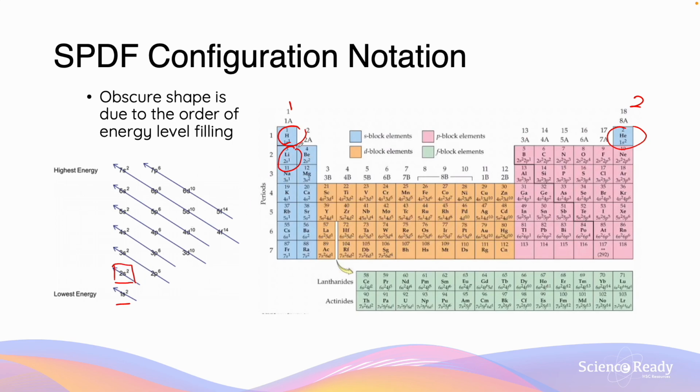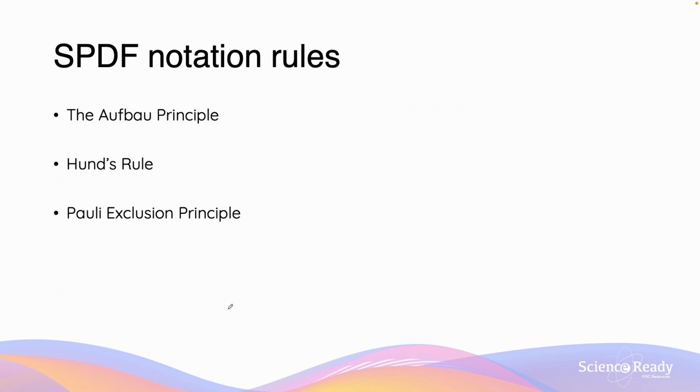And so this lithium would have an electron configuration of 1s2, indicating the number of electrons, and then 2s1. We'll go into more detail about this when we do some examples involving SPDF notation. So when we write SPDF notation, there are three major rules which we must follow, which are called the Aufbau principle, Hund's rule, and the Pauli exclusion principle.